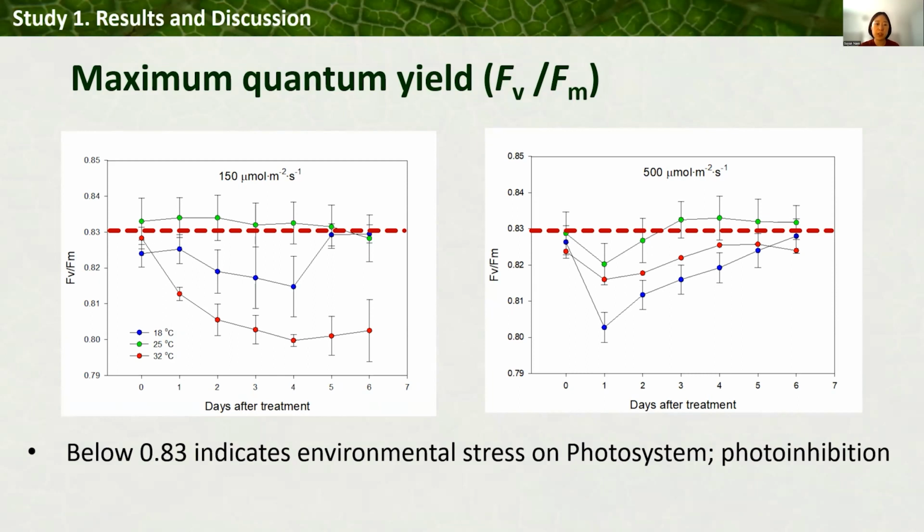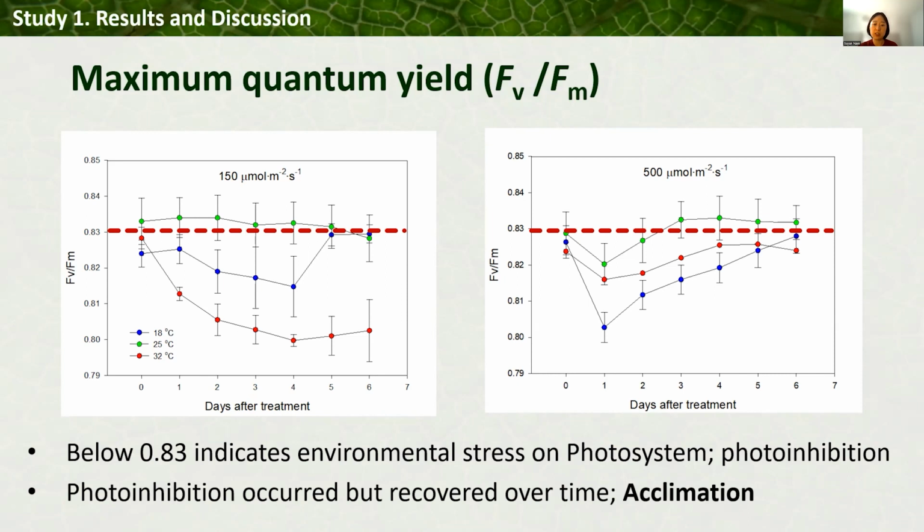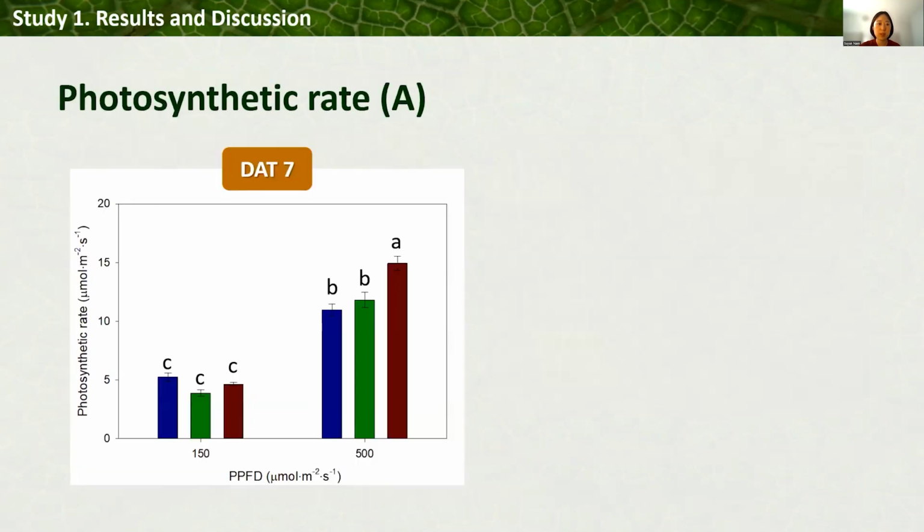But they did not just stay low, especially under 500 PPFD. The maximum quantum yield increased significantly over time and became very similar to 25 degrees C, almost 0.83, because plants did recover and acclimate to the conditions. Photosynthetic rate data was also measured at the end of the experiment, day 7.